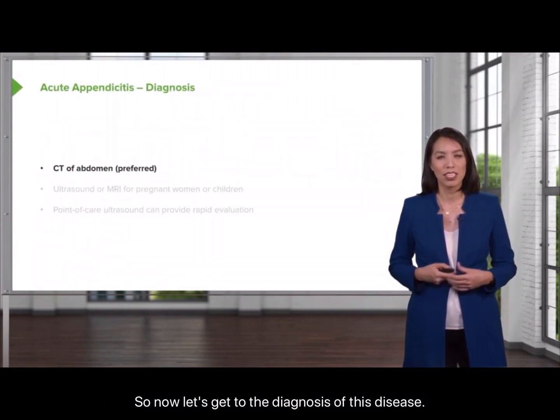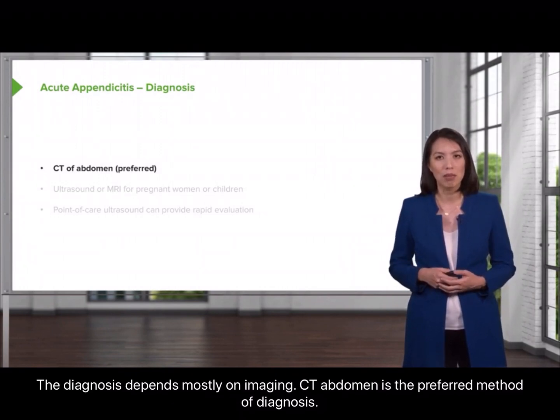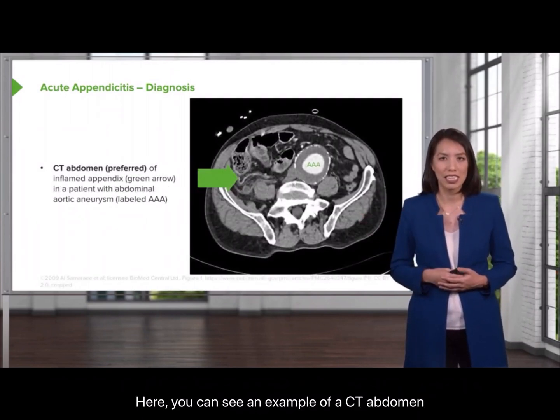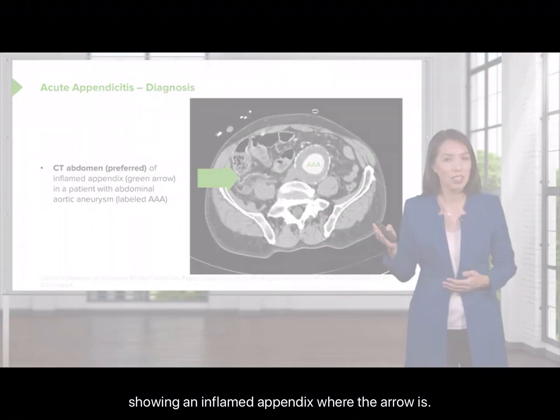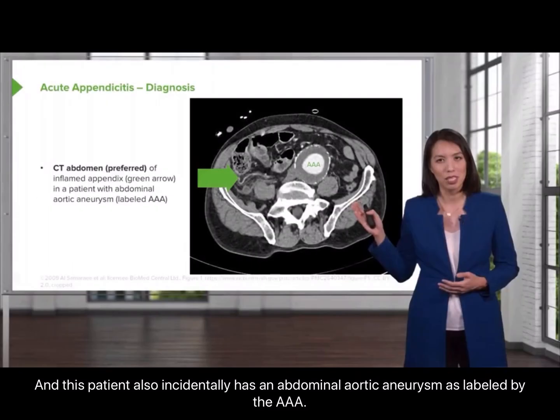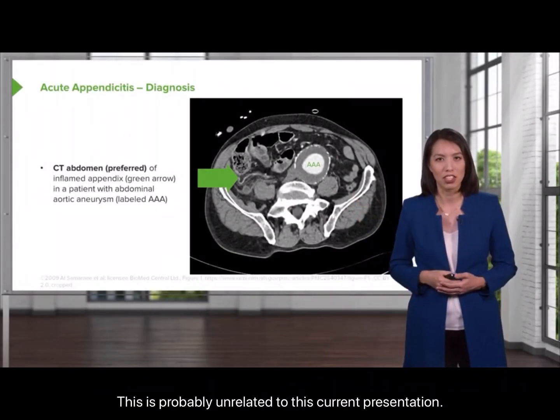So now let's get to the diagnosis of this disease. The diagnosis depends mostly on imaging. CT abdomen is the preferred method of diagnosis. Here you can see an example of a CT abdomen showing an inflamed appendix where the arrow is. And this patient also incidentally has an abdominal aortic aneurysm as labeled by the AAA. This is probably unrelated to his current presentation.